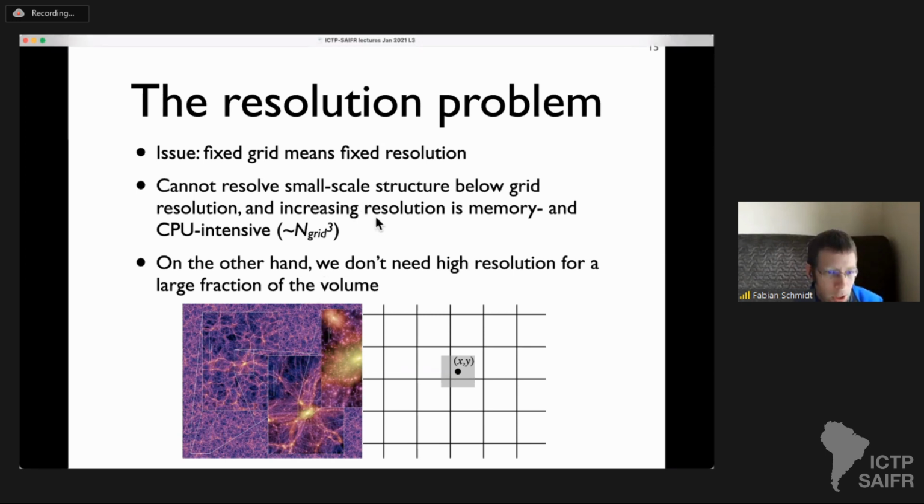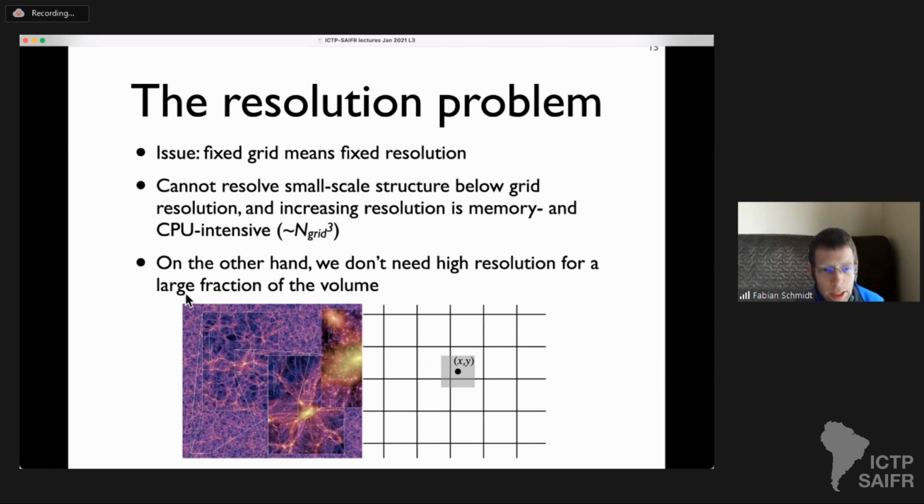And even though the computational cost scales as n log n, if you want to increase the resolution, you have to pay a price of n cubed, right? So increasing the resolution by a factor of 2 means 8 times more grid cells, means 8 times more memory, and 8 times log 8 more computational time. So that is a big downside. Indeed, we wouldn't make much progress if we just had that.